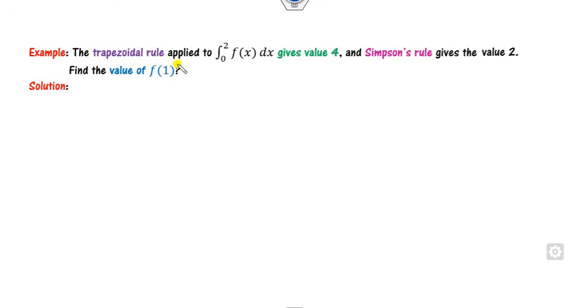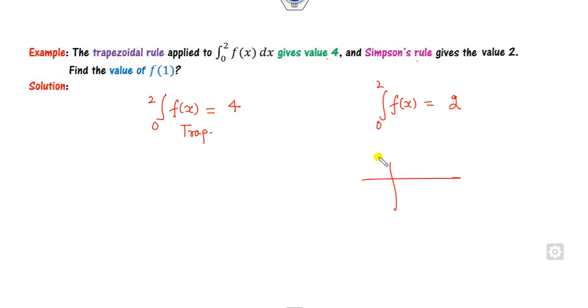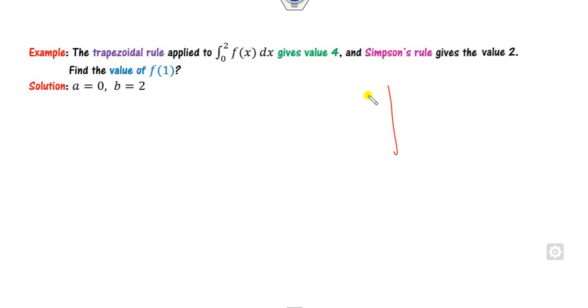Look at this one. The trapezoidal rule of this gives the value 4. So when you integrate this, it gives 4 by using the trapezoidal rule, and the Simpson rule will give you the value as 2. Find the value of the midpoint. So what is that? Okay, first of all, this is given to you, y is equal to f of x. Now look at that. Start from 0, ending at 2, and your target is to find this value. What is the step size? 1. Fine.